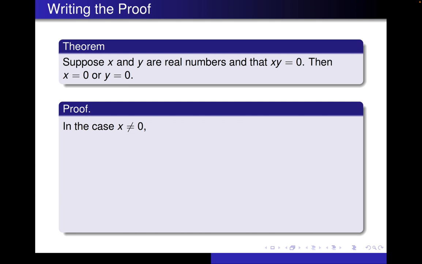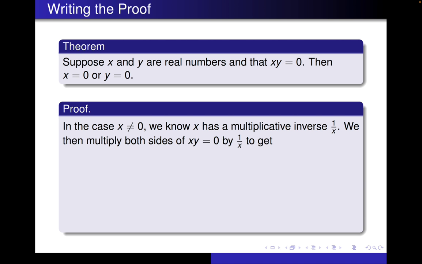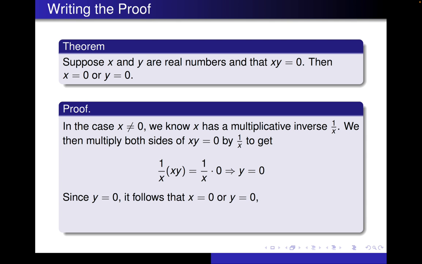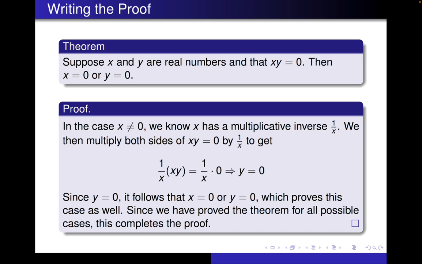In the case x not equal to 0, we know that x has a multiplicative inverse, 1 over x. We're going to multiply both sides of the equation xy equals 0 by 1 over x to get 1 over x times xy equals 1 over x times 0, which implies that y equals 0 when we simplify it. Since y equals 0, it follows that x equals 0 or y equals 0, which is what we were trying to prove, and that proves the second case as well. Since we have proved the theorem for all possible cases, this completes the proof.